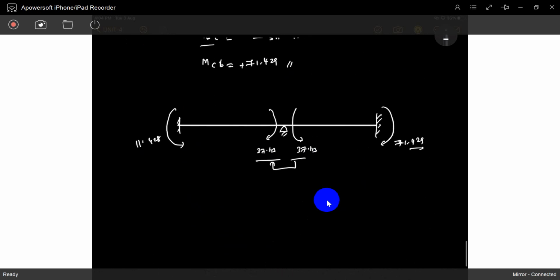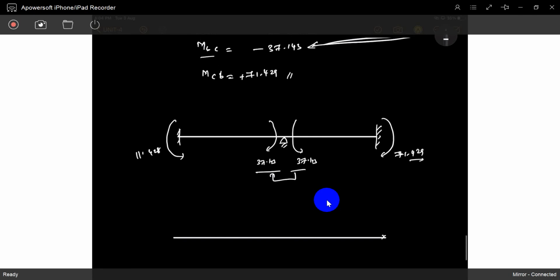You can write down the bending moment diagram. No problem at all. How can you write it? It's a hogging moment, so we will just write it. Hogging moment of 71.429. It's also a hogging moment. It's 11.428. It's also a hogging moment. It's 37.143.